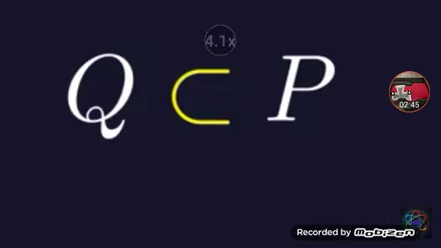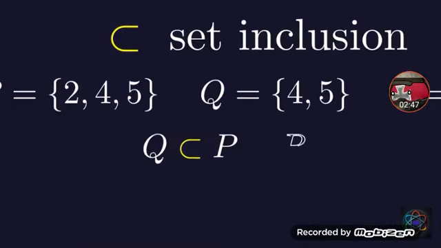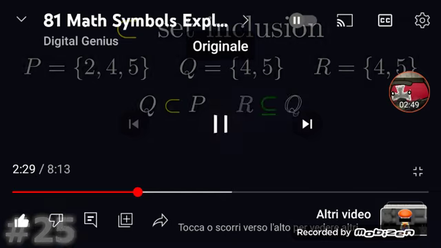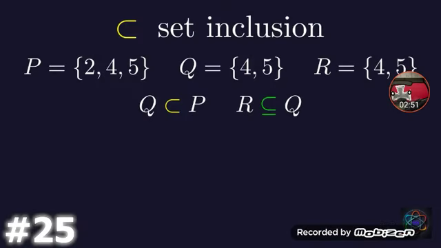Hold on. That shit looks like a fucking horseshoe to me, bro. You ever seen a horseshoe? That also denotes set inclusion. Used for emphasizing that the sets can be equal. If we cross that line, we get a symbol that denotes a proper subset, meaning that the sets are not equal.